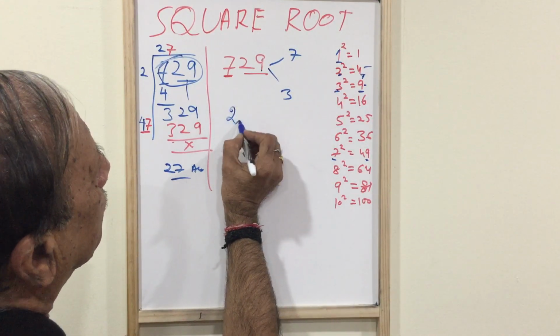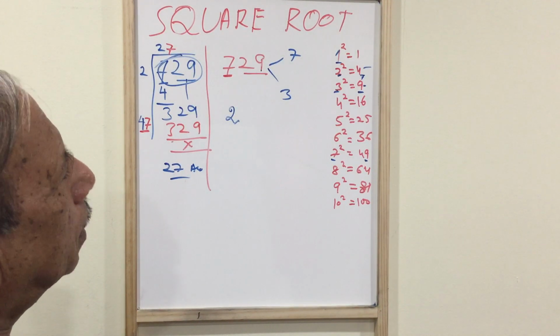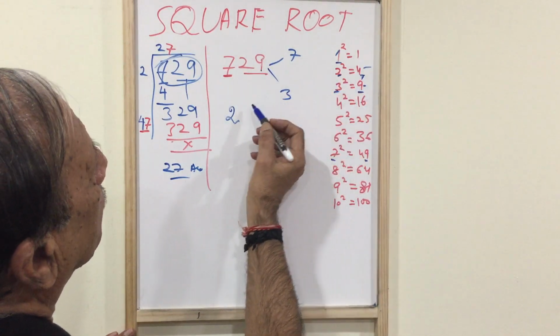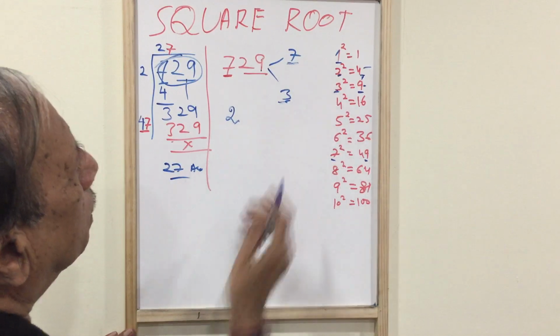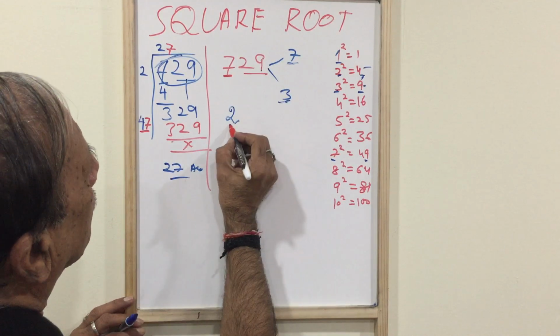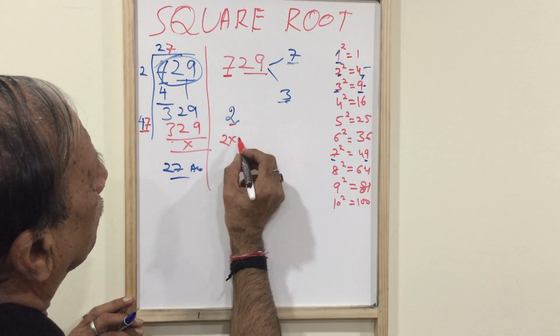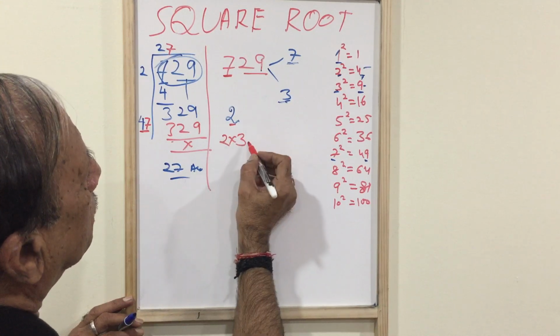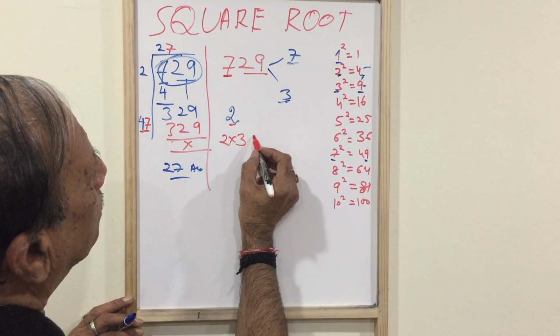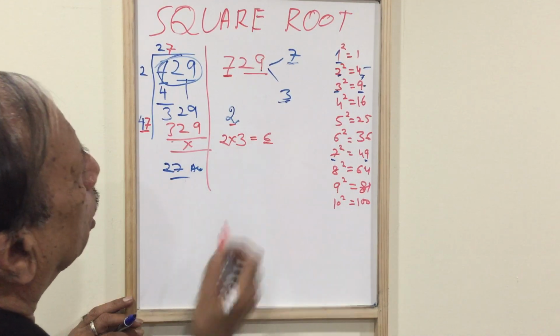So what we'll do now is take the number 2 here. That could be the first part of the answer. And we have to select the other digit from these two numbers. How can we select that? We have to adopt a method. With this number, we multiply the next number. After 2, 3 comes. So 2 multiplied by 3 comes to 6.